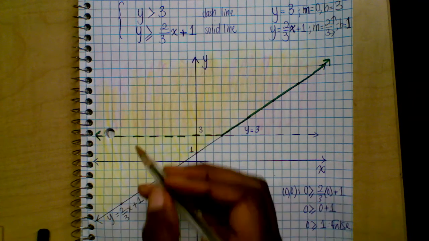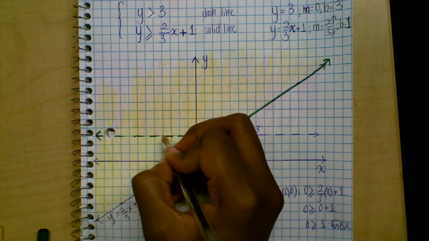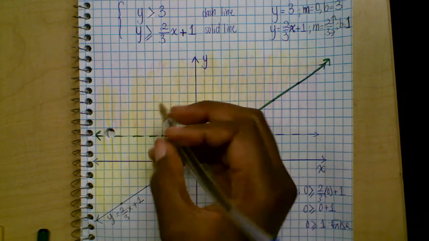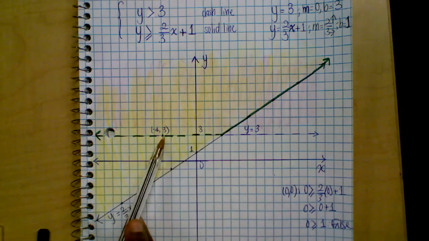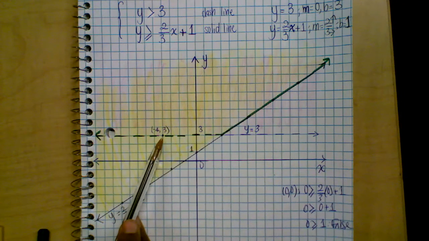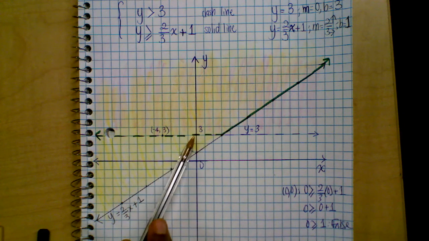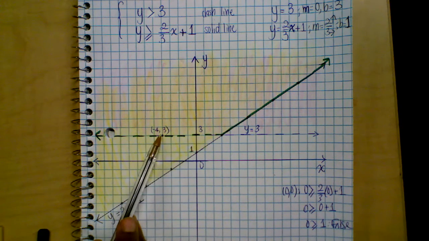If you choose a point here, let me call this one negative 1, 2, 3, 4. So this is (-4, 3). Is this point a solution to this system of inequalities? No, right? Why? Because the dashed line means do not include. We don't want to include the pairs on the line. That will not make both inequalities true.